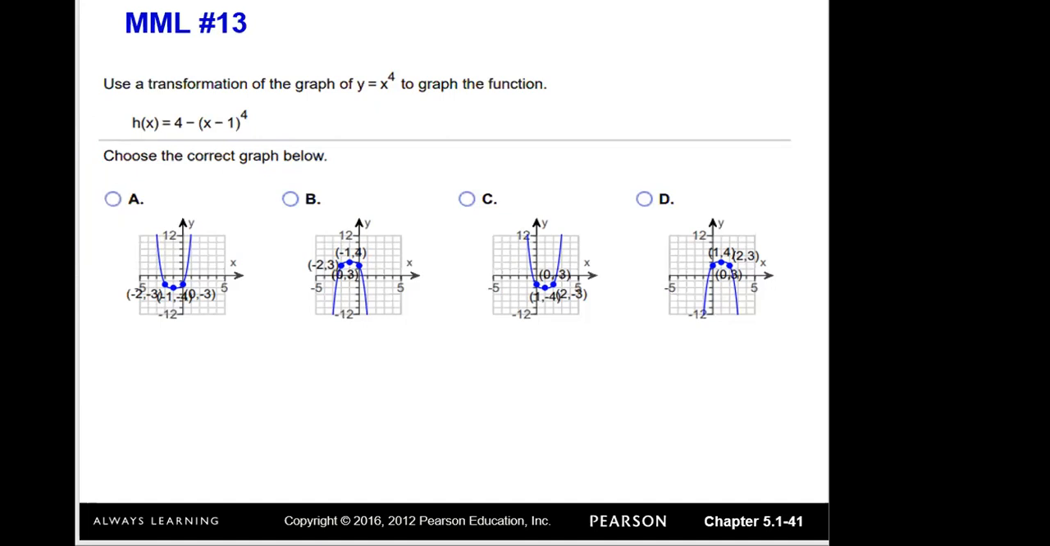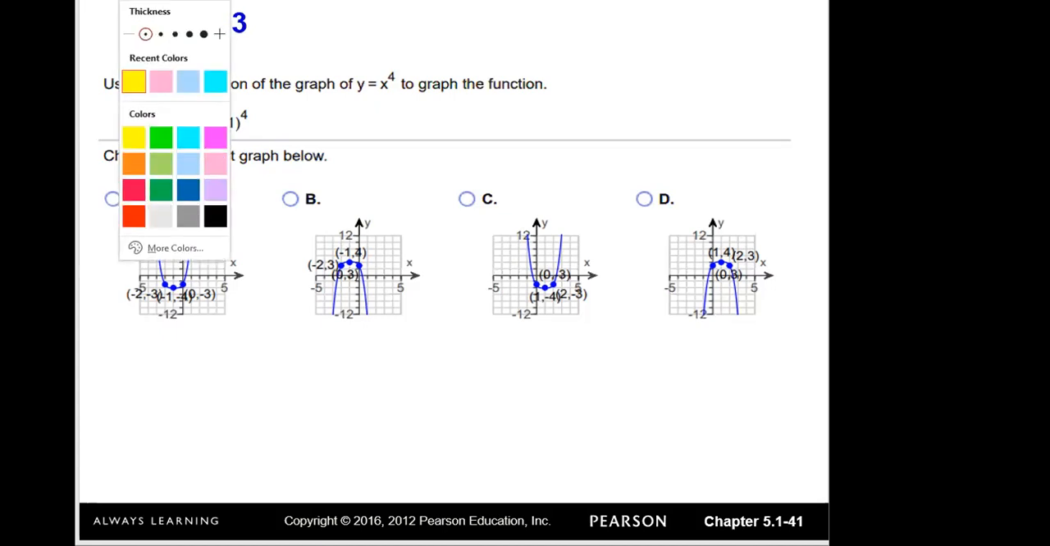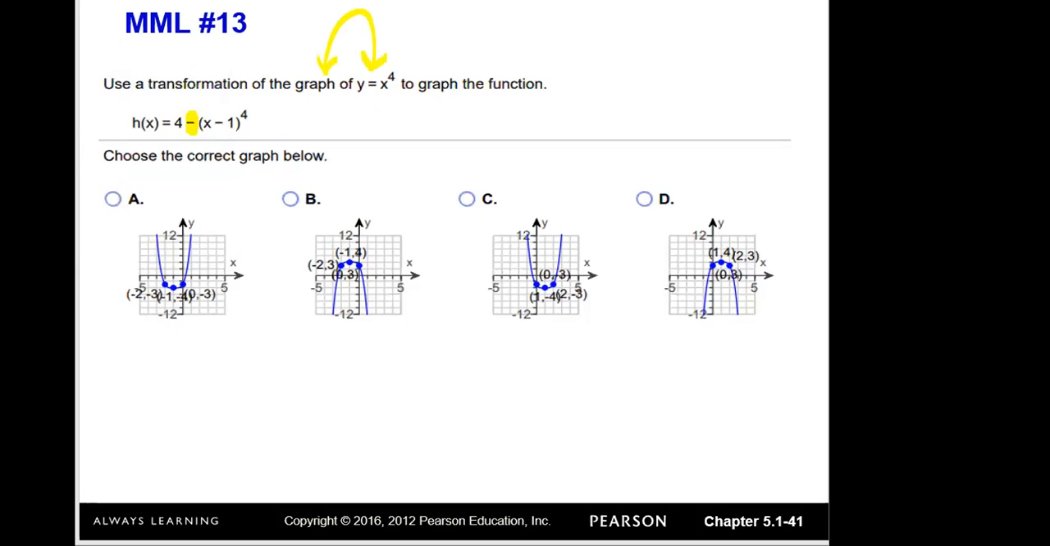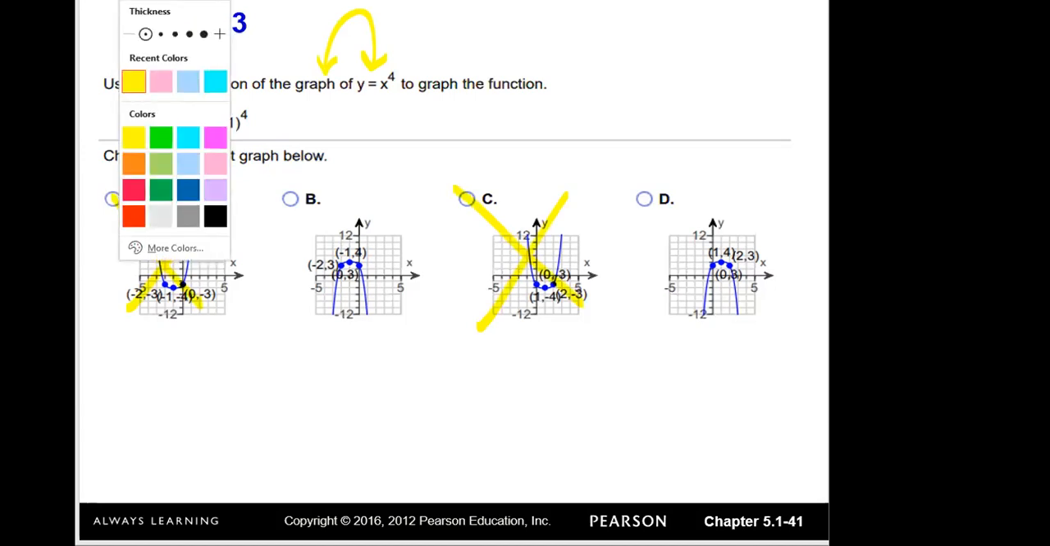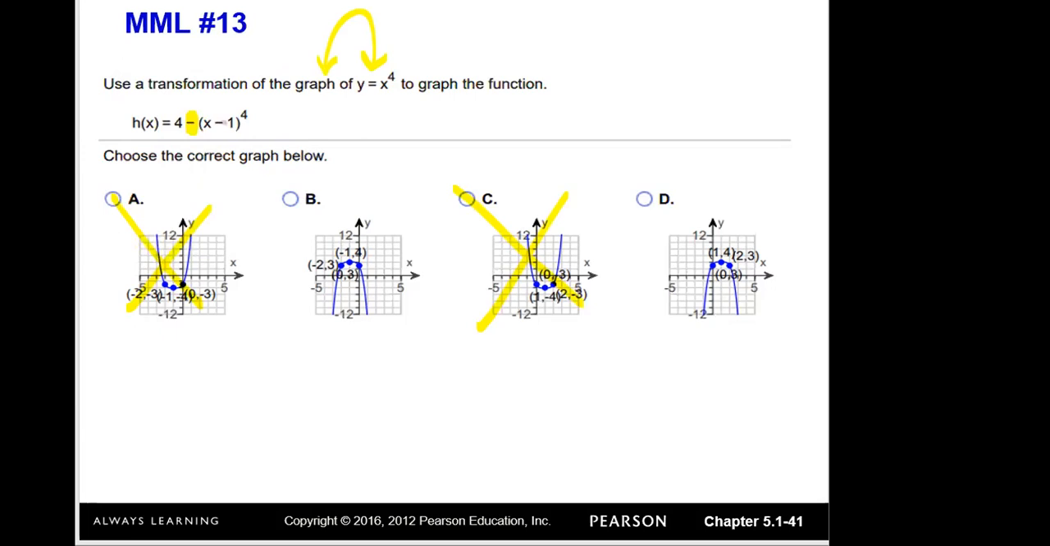All right, so it is an even function. Well, let's look inside here. We have a negative in front of the x minus one to the fourth. Because of the negative, I know that this function is going to be upside down. So that eliminates A and C. And then because of the negative one on the inside of the parentheses, it is going to shift. Since it's inside the parentheses and it's a minus one, it will shift to the right one.